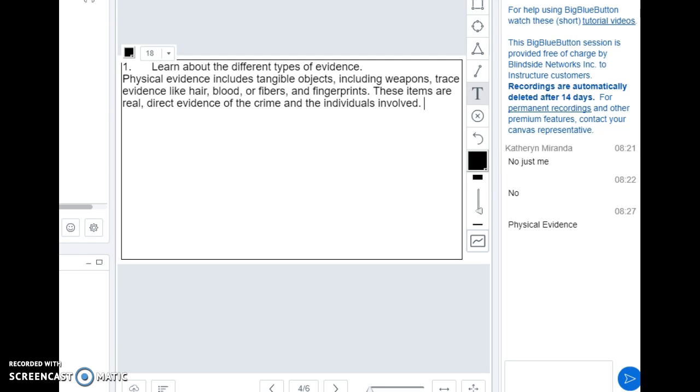It's things like weapons, hair, blood, fiber, fingerprints, which fingerprints, I guess we can touch fingerprints, but if you touch them, you're probably going to smear them and mess them up. So yes, that one's kind of a fine line, but yes, fingerprints because we can dust them and actually get an impression or an imprint of the fingerprint and we can actually hold that. So these are items that are real and can be used. What's some more? Anybody? You've got 3 more.